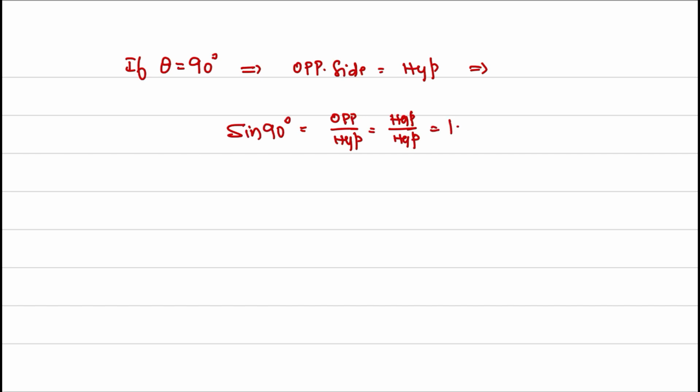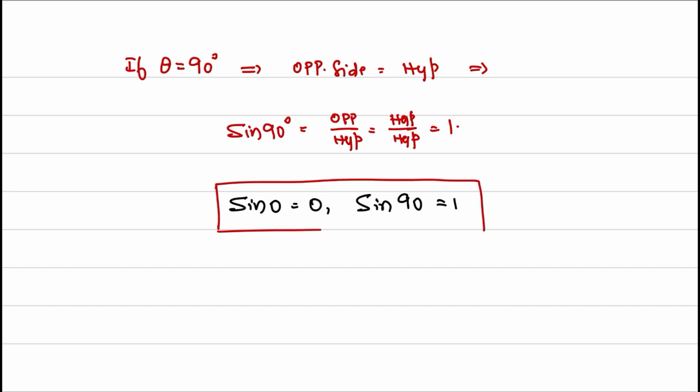That means sin 0 is equal to 0, sin 90 is equal to 1. From the behavior of the angles, we got these values. Similarly, as homework, you try to prove cos 0 is equal to 1, cos 90 is equal to 0.